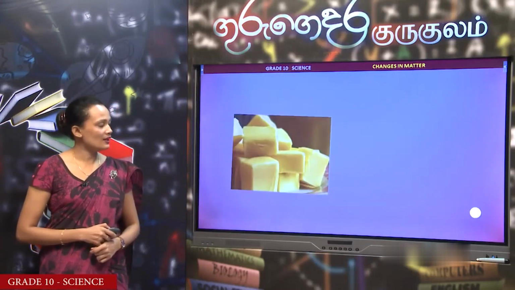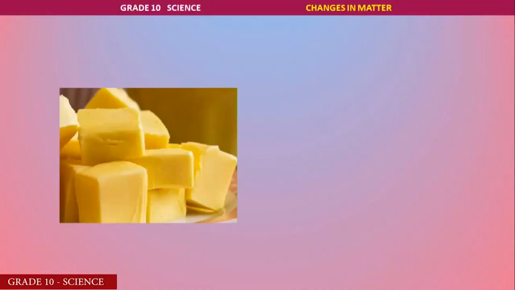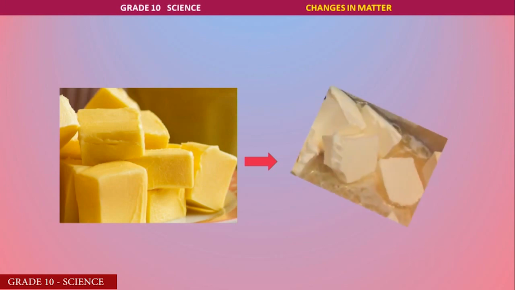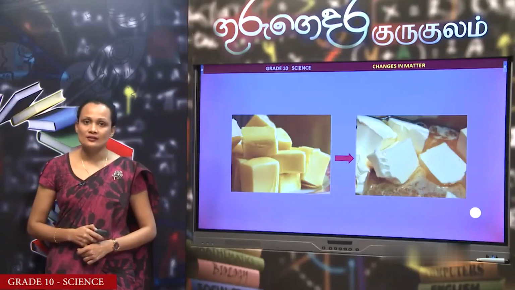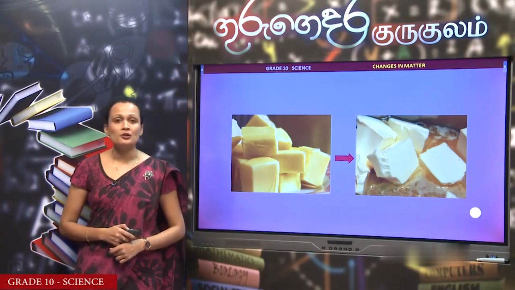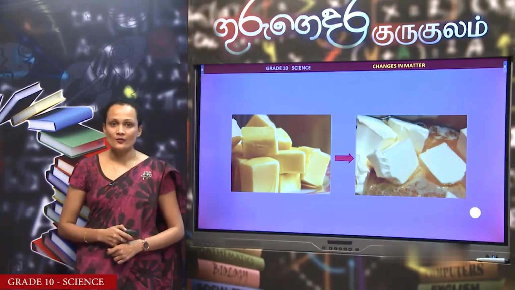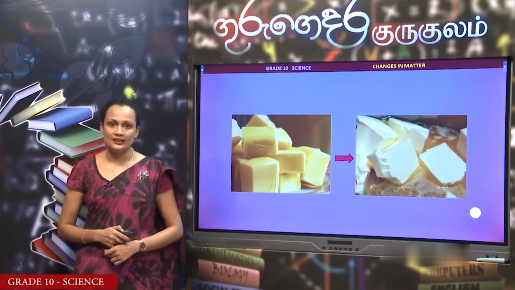Then look at another one. In your houses, you are using butter. We get that in solid state. But if you keep it on a fan and heat it, what happened to that butter? It starts melting. That means the physical state of butter is changing from solid state to liquid state. But the chemical nature does not change there. That's why melting of butter is taken as another physical change.